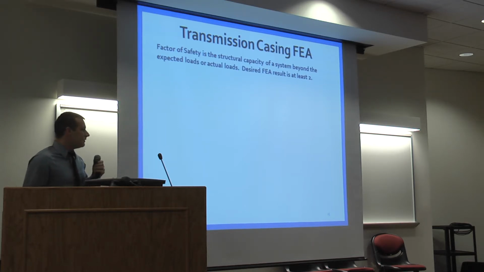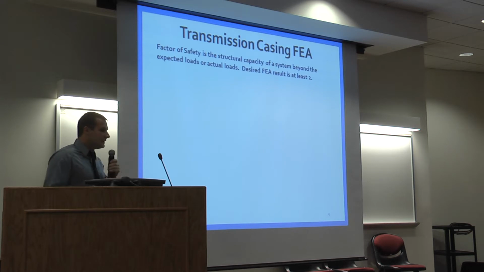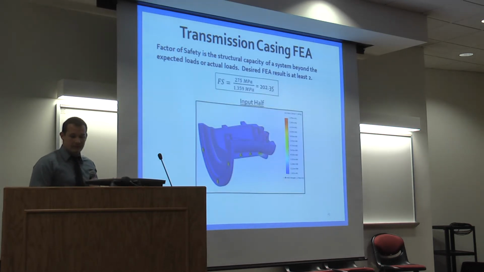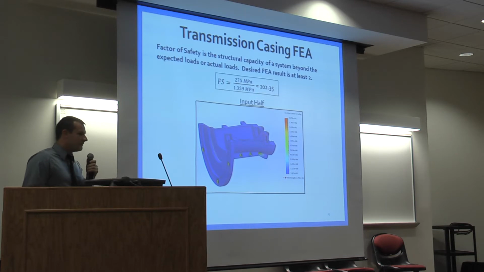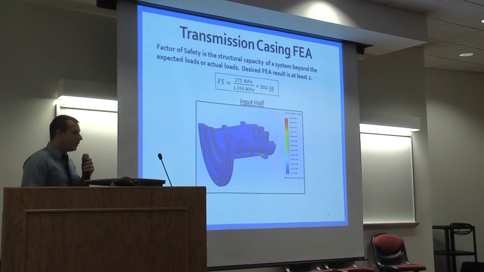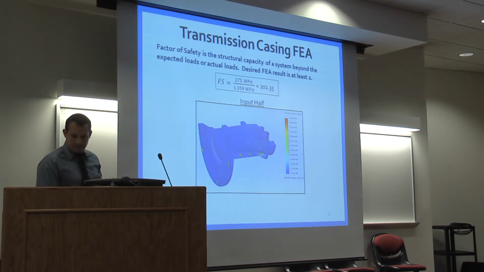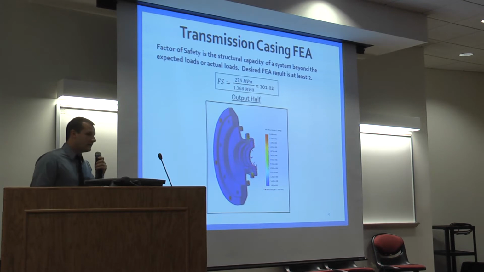Next, the transmission casing was used with SolidWorks for FEA analysis to determine a factor of safety. A factor of safety is the structural capacity of a system beyond its expected loads and actual loads. And once again, our desired factor of safety should be at least 2. This first image shows the input side of the casing. It is simulated with 135 pounds force on the exterior bearing location. This determined that the factor of safety was over 200. Similar results on the output side ended up still having a factor of safety of over 200.